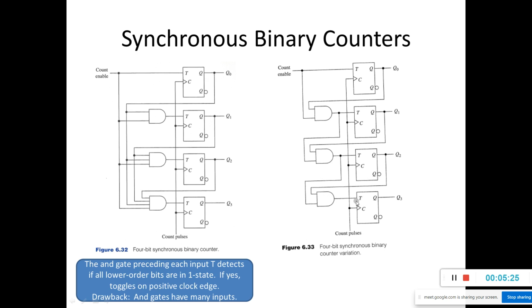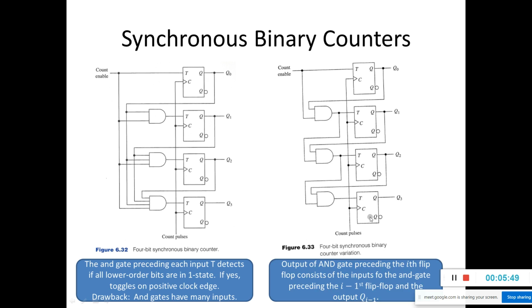So this 1 will be provided to the T input of the last flip-flop during the positive edge, that is, the rising edge from logic 0 to logic 1 of the clock. At that time this T input will toggle. If the T input is 1 and the clock is transiting from 0 to 1, then only it will toggle.